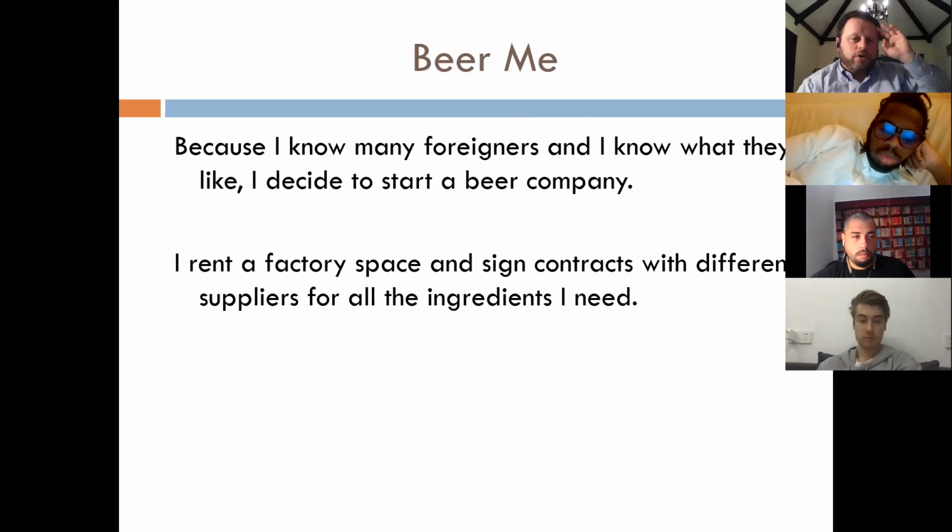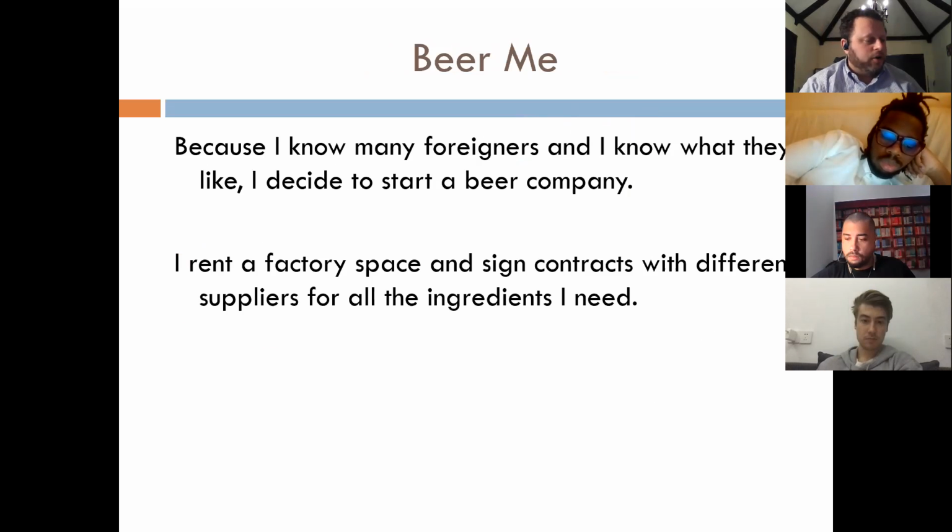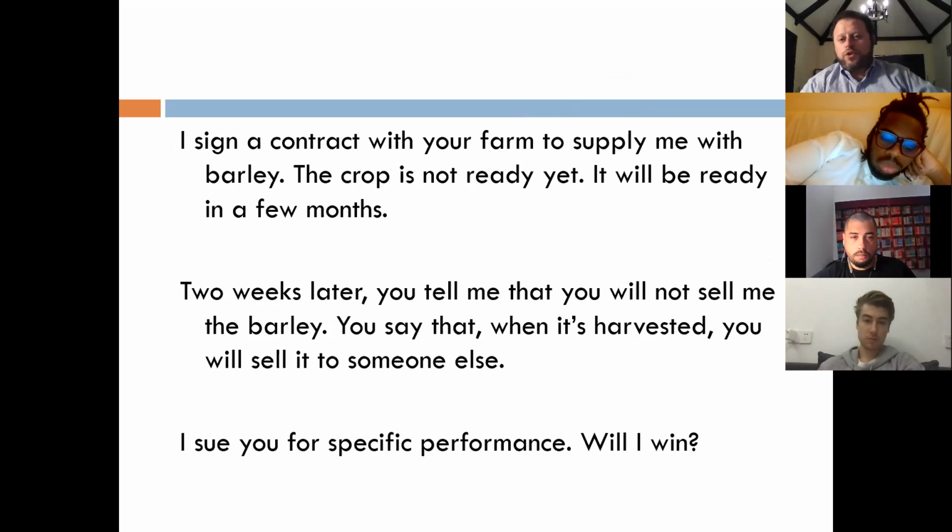So I decided to start a beer company. I rent a factory space. I sign contracts with different suppliers for all the ingredients I need. And I signed a contract with your farm to supply me with barley. The crop isn't ready yet. It'll be ready in a few months. And then you tell me you're not going to sell me the barley. You're going to sell it to someone else. Can I sue you for a specific performance?